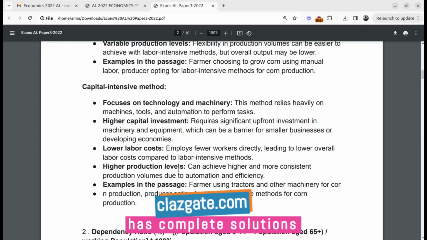It has higher production levels. Capital-intensive methods have higher production levels. That is, they can achieve higher and more consistent production volumes due to automation and efficiency. Examples in the passage: a farmer using tractors and other machinery for corn production, a producer opting for capital-intensive methods for corn production.